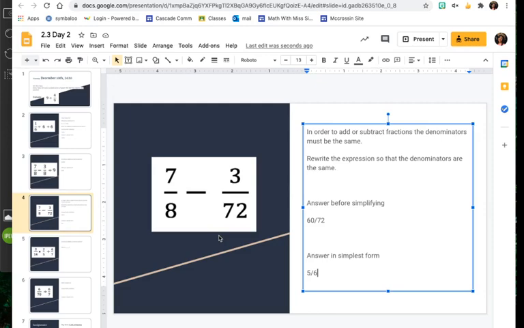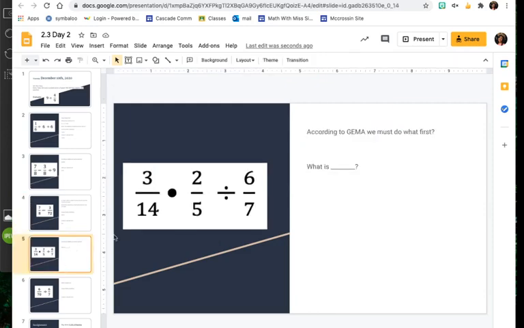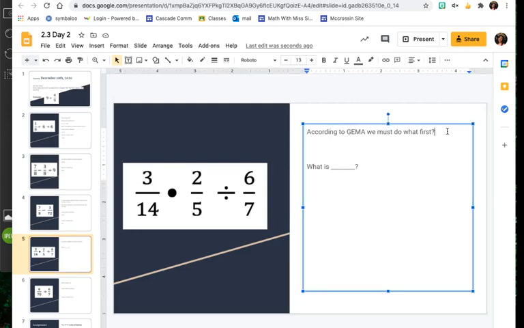Okay, we're almost done. One more problem, and then you're free to go work. We're just practicing. All right, so according to Gemma, what do we do first? We have 3/14 multiplied by 2/5 divided by 6/7. Well, according to Gemma, multiplication and division hold the same weight. So we do the first one from left to right. So in this case, that would be multiplication. So then we'll do the first two numbers.